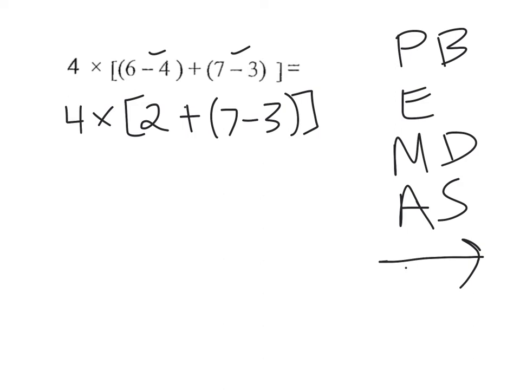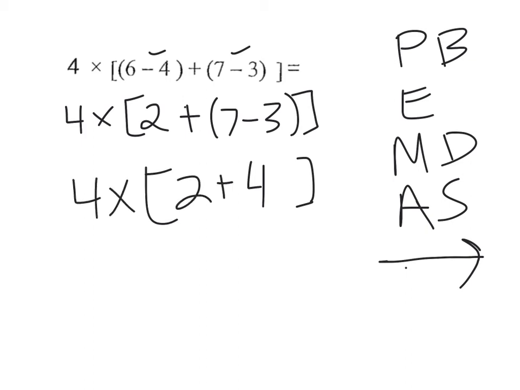And then I look at this and I go, okay, hey, I see a set of parentheses. That set of parentheses is not solved. 7 minus 3 is going to give me 4. But then my brackets are going to fall. My 2 falls, my plus sign falls, and then my times 4 falls down. And then I go back to work.